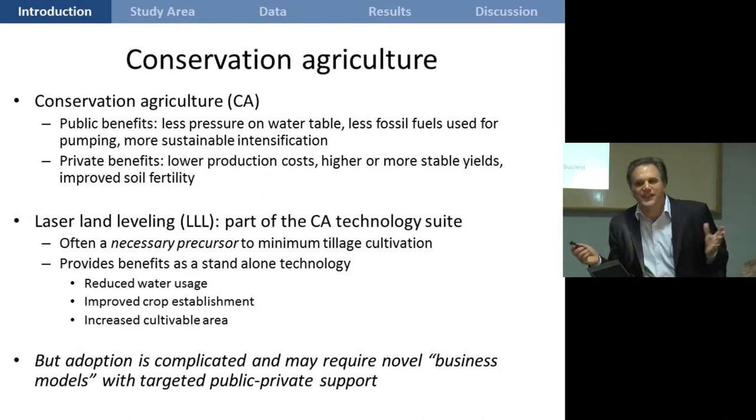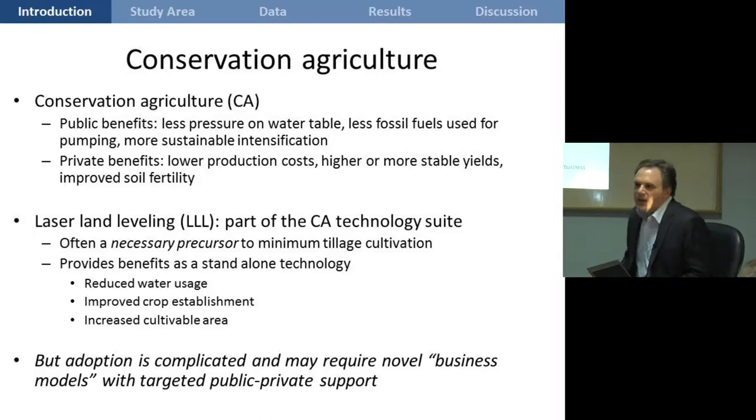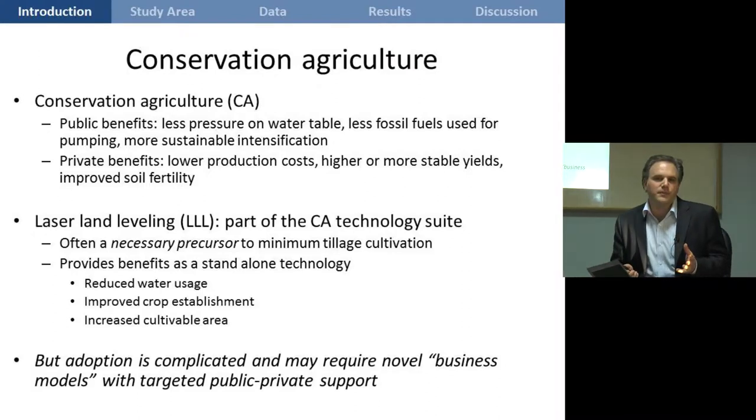So one particular technology is a laser land leveler. I don't know how many of you have ever heard or seen them, but in India now, they're becoming fairly well known in Punjab and Haryana, and moving eastwards, less well known, but still making some headway. It's often a necessary precursor to the adoption of conservation agriculture technologies, such as what I described. And the idea is that it's a standalone technology that reduces water usage, improves crop establishment, and increases your cultivable area for a farmer. But adoption of laser land levelers where they haven't been seen before, where farmers are not experienced with them, where farmers may be risk averse, it's a complicated question. And especially where there may be few service providers, private individuals or small entrepreneurs who buy these units and actually go around farm to farm and level land. I'll explain how it works.